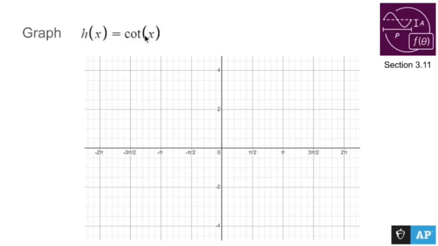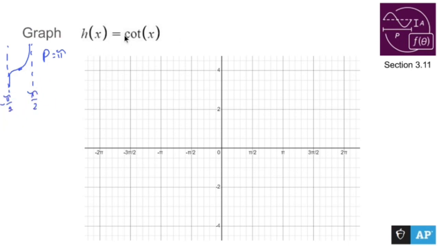Graph h of x equals cotangent x. All right, cotangent x is very lovely to graph compared to cosecant and secant because it's kind of like a flipped, reverse version of tangent. Now, what do we know about tangent? Tangent goes through (0, 0), looks like this, has a period of pi. So this happens at half a pi, this happens at negative half a pi, so on and so forth.